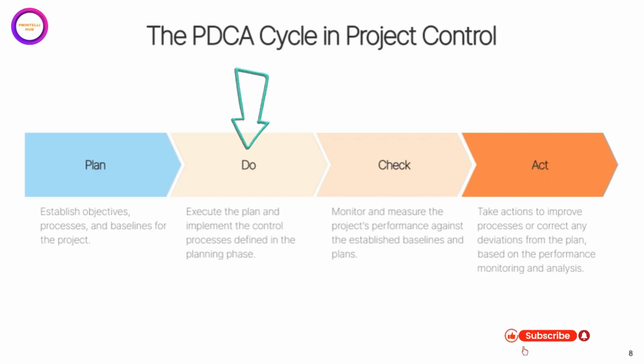This involves implementing the processes and controls we've set up during the planning phase. It's where action happens, and it's crucial to stay disciplined to ensure we follow the plan closely.